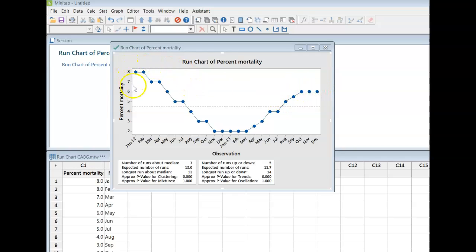So in total, there are 3 runs of data. First above the median, the next group are below, and then I'm above again. So down here it's counting. It says, yeah, I got 3 runs.